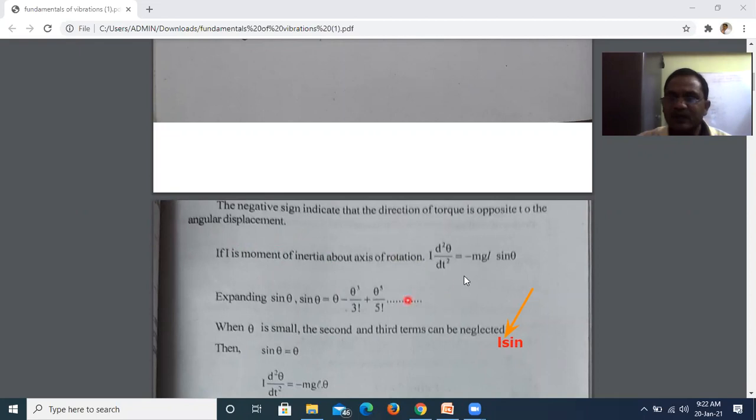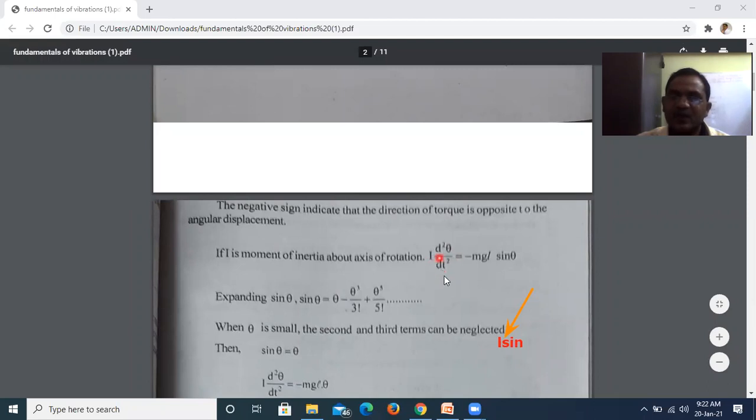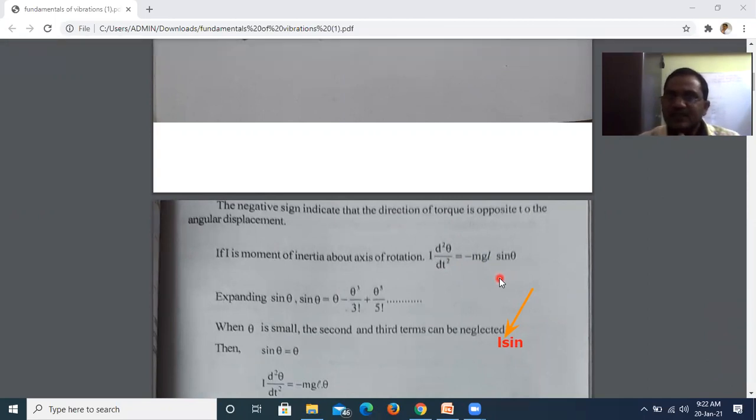But tau is equal to I alpha. We know torque tau equal to I alpha, where alpha is angular acceleration. Alpha is equal to d square theta by dt square. So equating these two, I alpha equal minus mgl sin theta. Let me repeat. First, torque tau is equal to minus mgl sin theta, equation 1. The second, torque tau is equal to I alpha, where I is moment of inertia and alpha is equal to d square theta by dt square. So the equations say I d square theta by dt square equal minus mgl sin theta.